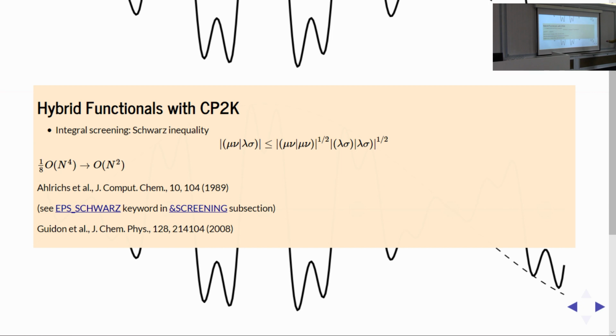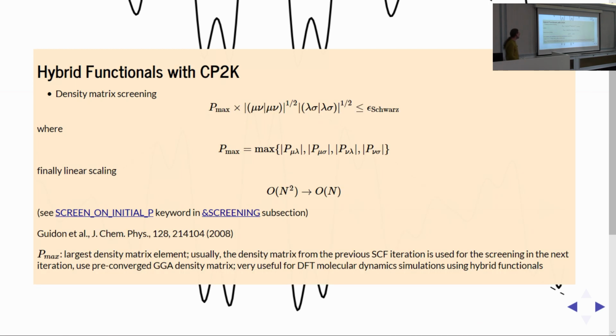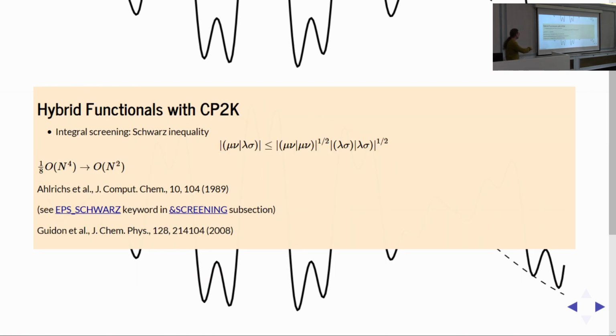I'll talk about it a bit later, but this EPS Schwarz is the keyword there that controls it. If the magnitude of these is below a certain level, then it will throw away all of the mixed terms that are connected with those other ones. And what's important is this scaling from n to the 4 now drops down to n to the 2, which is getting a bit more manageable.